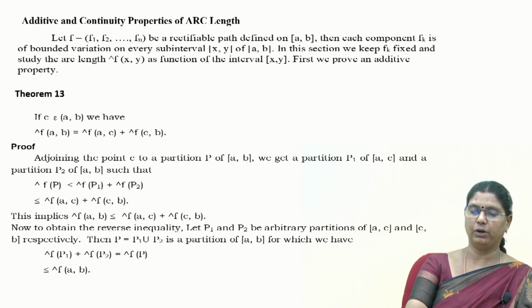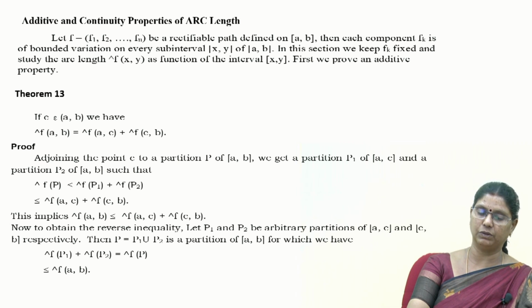So, adjoining the point c to the partition P of [a, b], we get a partition, say P1 of [a, c] and P2 of [c, b], such that Λf(P) is less than or equal to Λf(P1) + Λf(P2). That is, this is less than or equal to Λf(a, c) + Λf(c, b), and hence Λf(a, b) is less than or equal to Λf(a, c) + Λf(c, b).